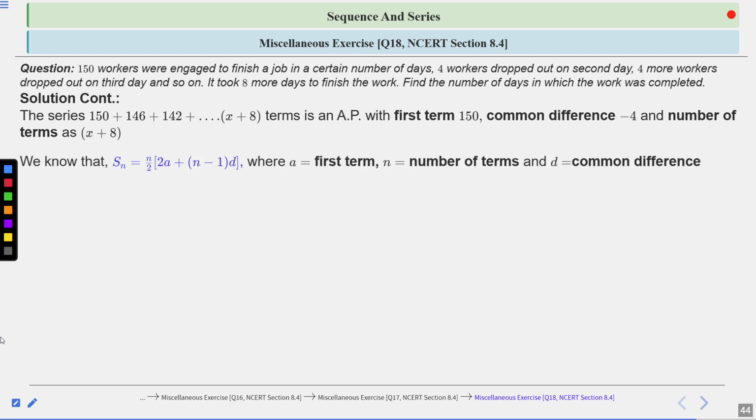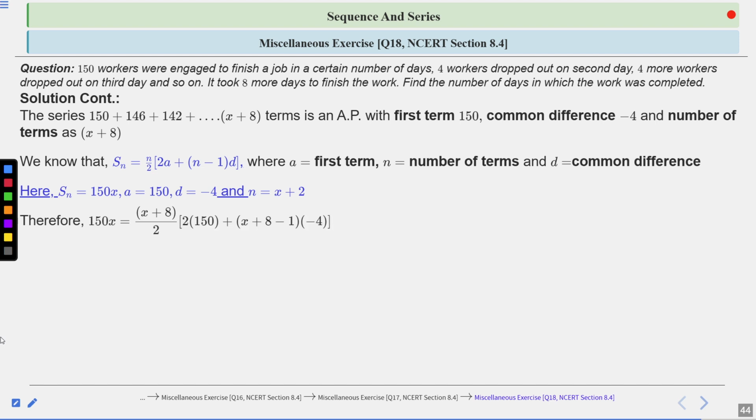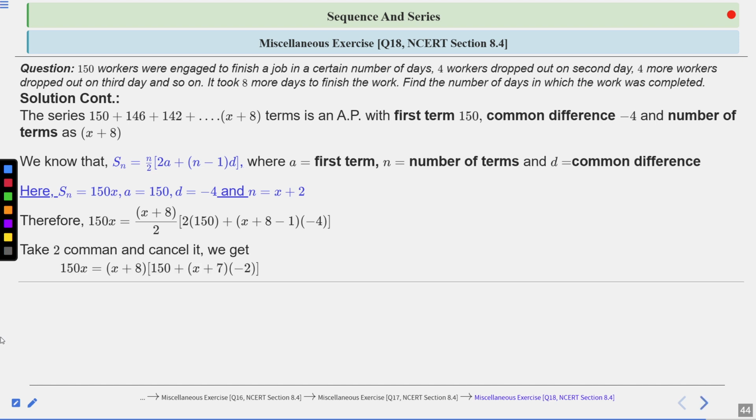We know that Sn is n by 2 into 2a plus n minus 1 into d, where a is the first term, n is the number of terms, and d is the common difference. Here Sn is given as 150x, a is equal to 150, d is equal to minus 4, and n is equal to x plus 8. Therefore, 150x is equal to (x plus 8) by 2 into [2 into 150 plus (x plus 8 minus 1) into minus 4]. Take 2 common and cancel it. We get 150x is equal to (x plus 8) into [150 plus (x plus 7) into minus 2].